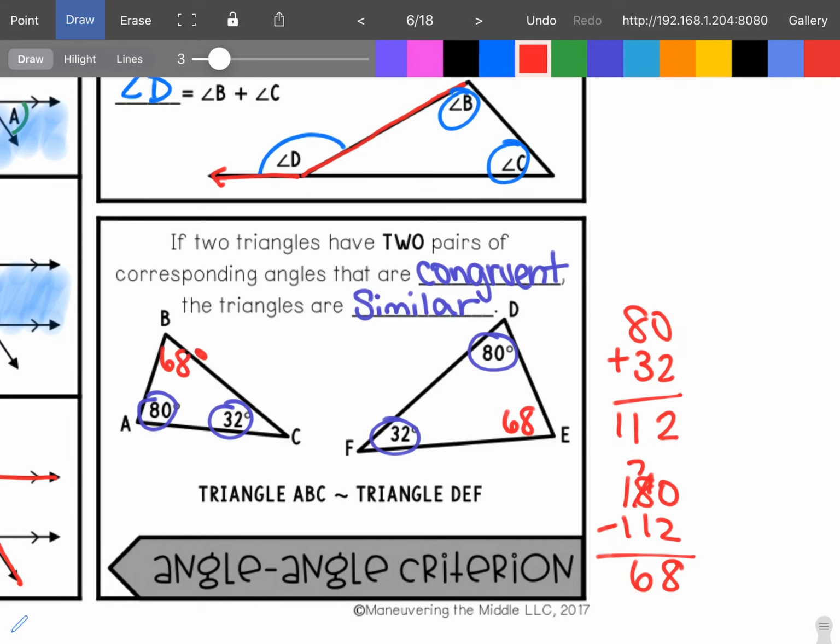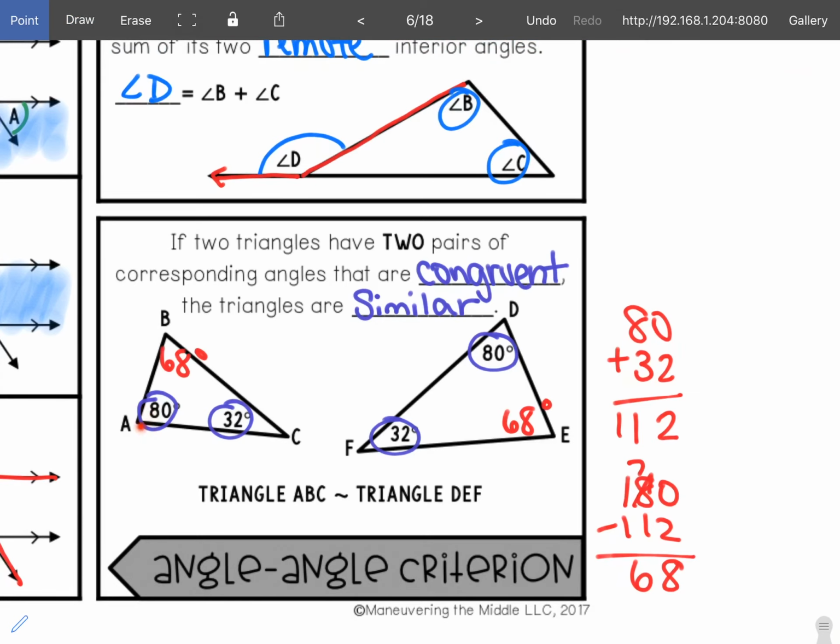So these angles are 68 degrees. So if 2 of the angles are the same, like in this first triangle we have 80 and 32, and 80 and 32, then the third angle has to be the same. And if the angles are all the same, that means they're similar.